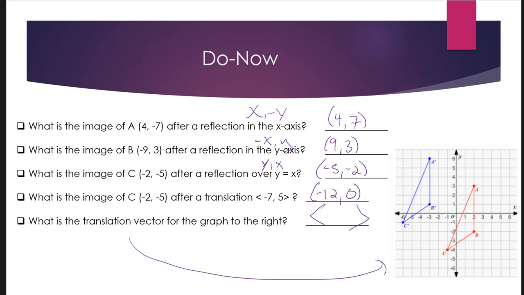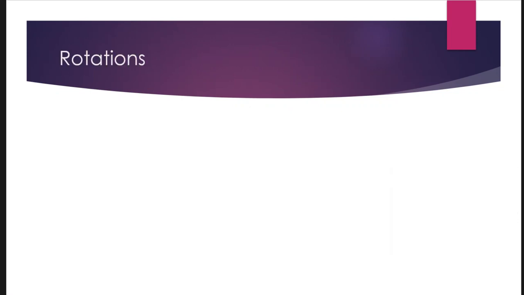So for this graph, remember, again, you have to pay attention to the letters. So we're going from red to blue because this is the prime. So I'm just going to look at the A point. So it's 5 to the left and 3 up. So I'm going to write that as negative 5, 3. All right, so that was just a little refresher. And let's start with the rotations today.